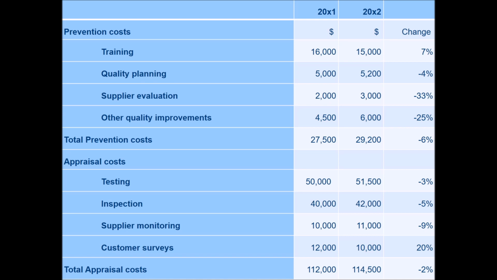Notice that supplier evaluation is included within prevention, and supplier monitoring is within appraisal costs. So it's not just internal costs, it's external factors as well that we should be monitoring. Also, the cost of customer surveys is an appraisal cost, as surveying customers does not happen for no money. It actually incurs a cost to gather customer feedback and to analyse it and to deal with it.